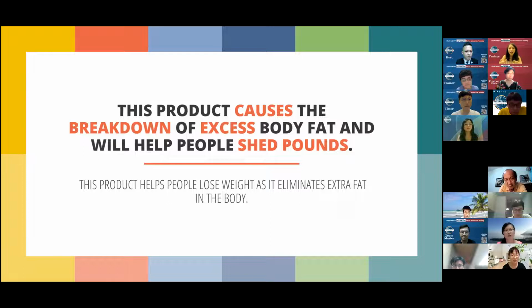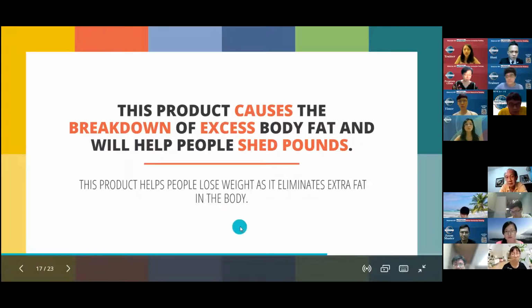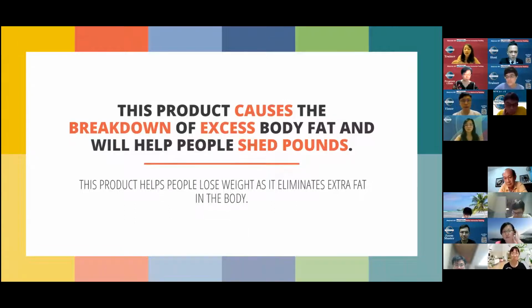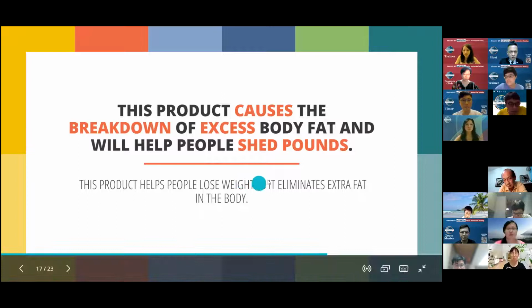So as I mentioned, there's also causal effects. This product would cause this first and then result in something else. And then we can change the result to the first part, and then we talk about the results and then the cause, right? So we can paraphrase it this way: This product helps people lose weight as it eliminates extra fat in the body. So we change the words breakdown, cause, excess, and shed pounds here, and then also swap out the order.